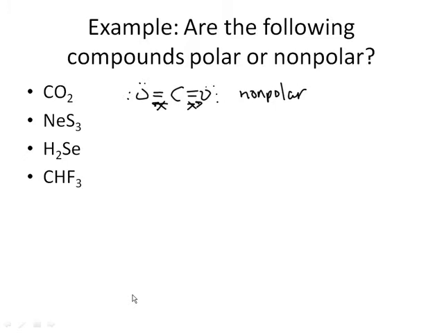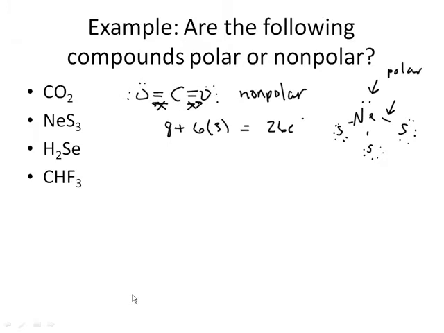NeS3, neon has 8 valence electrons plus 6 from each sulfur, of which there are 3, which gives me 26 electrons. That's going to give me this shape, where I have 3 things bonded to the neon and 1 non-bonding pair of electrons sitting up there. And so that means I have 1 thing of one type and 3 things of a different type attached to the neon, which means that this is not a symmetrical molecule, which means that it is polar.